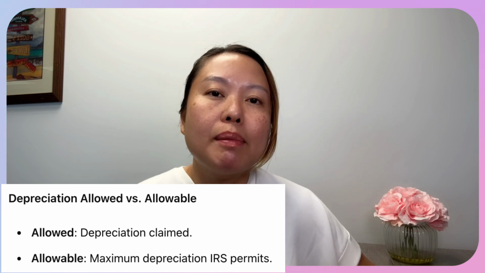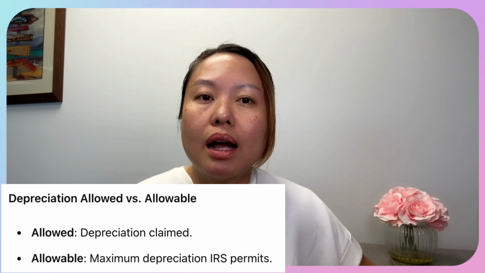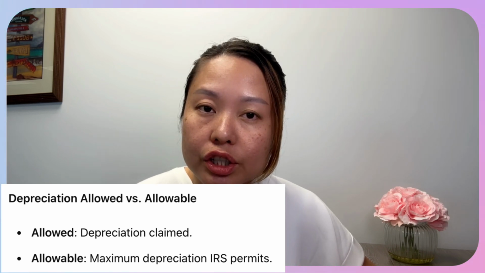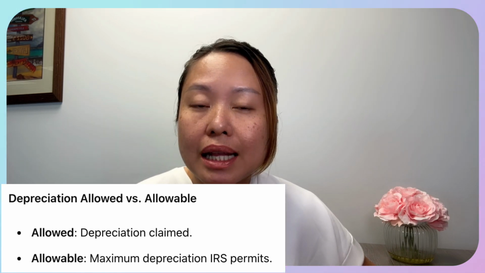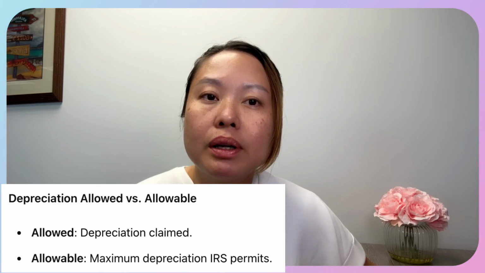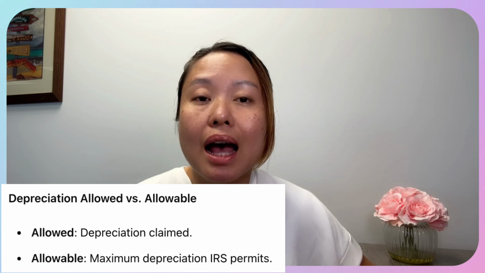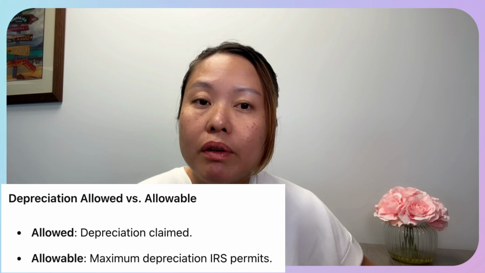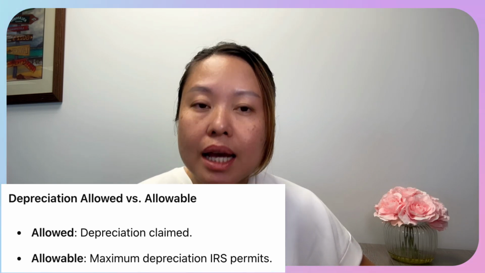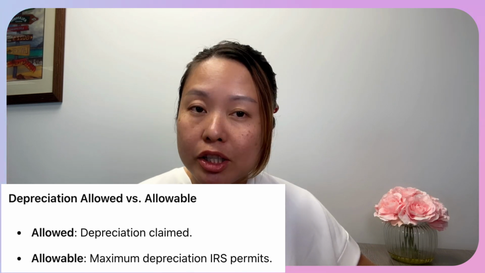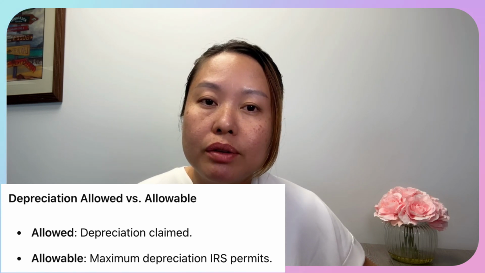This is an important concept, right? Usually, depreciation allowed is what the taxpayer had actually claimed on their tax return over the years. The depreciation that has been used to reduce taxable income annually. The depreciation allowable is the total depreciation that the IRS permits a taxpayer to claim on a property over its useful life, whether or not the taxpayer actually claimed it. This is the maximum amount of depreciation that can be used for tax purposes.